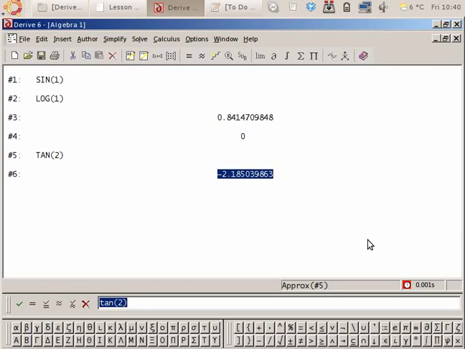Now, just in case I didn't tell you, I'll tell you this again. The only function that's different from this, we did sine, cos, tan, log, whatever, they're all like this, except for one, which is e.